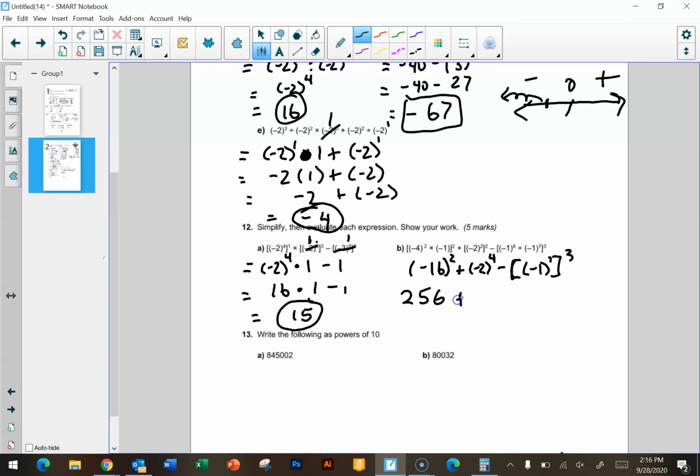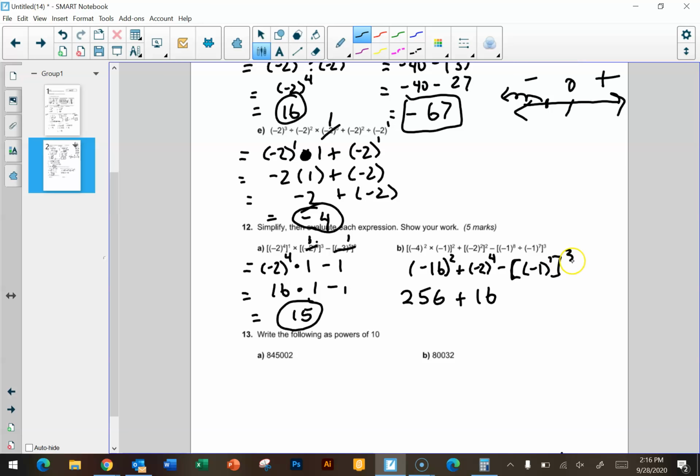256, there we go, plus we've got negative 2 to the power of 4. Well, it's the power of 4, so it's going to be positive because that's an even number. So 2 to the power of 4 is 16. And then subtract, and we've got a bunch of negatives here, so let's just be careful. Let's work from the inside out here. Negative 1 to the power of 1 is just negative 1, okay?